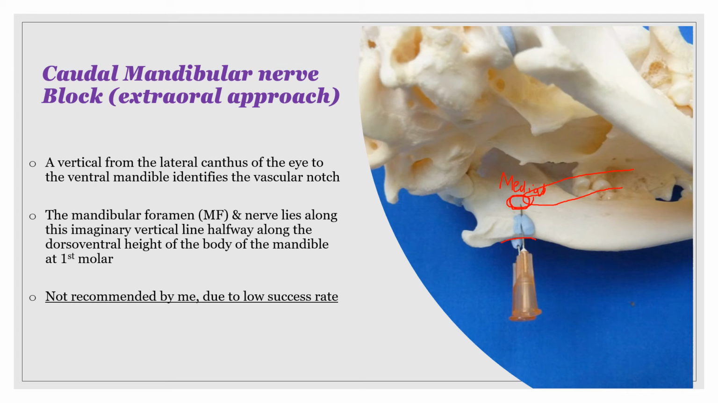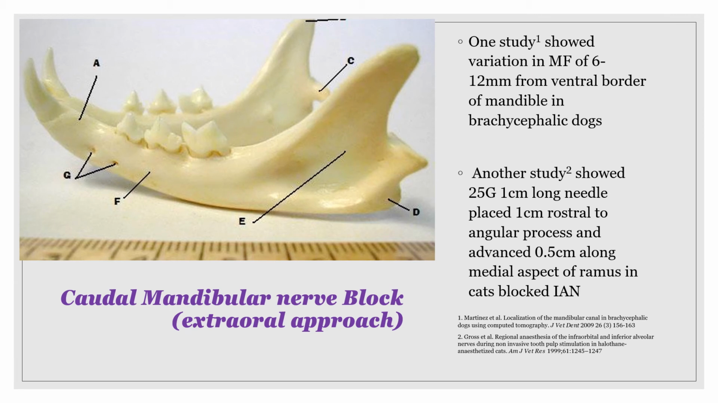But as you can see in the previous study, this technique works 0 out of 5 times. So I don't recommend it because it has a very low success rate. There's been a few studies done looking at the position of the mandibular foramen in brachycephalic dogs, and they found in brachycephalics, the mandibular foramen can be anything from 6 to 12 millimeters away from the ventral border of the mandible. So that's a fair bit of distance. So this is again why local anesthetics may not work when we're giving them for the caudal mandibular nerve block in brachycephalics. So you've got to be aware of this information.